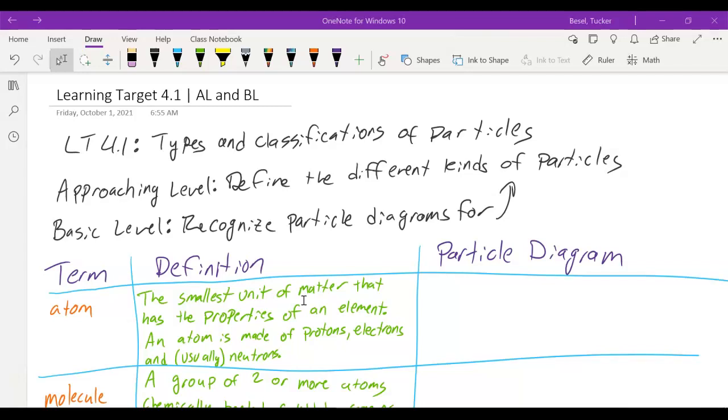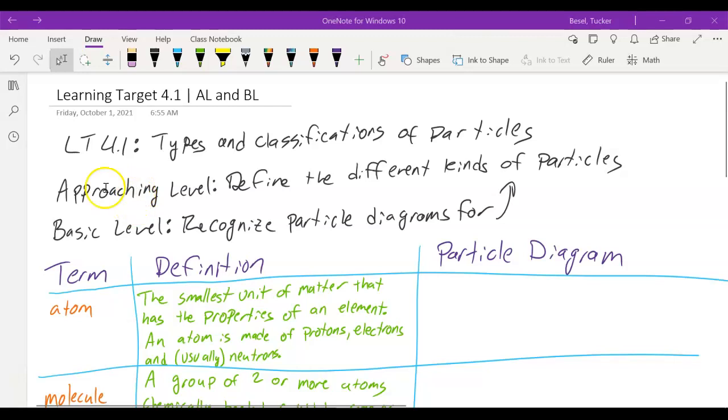And yeah, we'll get started here in just a moment, but before we get into the good stuff, just to review, this is Learning Target 4.1, which is all about types and classifications of particles. In the previous video, which you should have watched already, we talked about the definitions of all the different terms that you need to know for this unit.